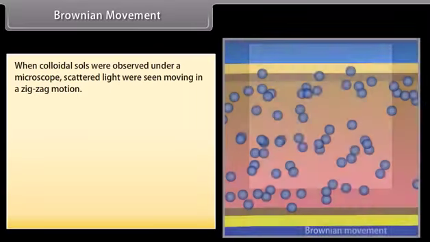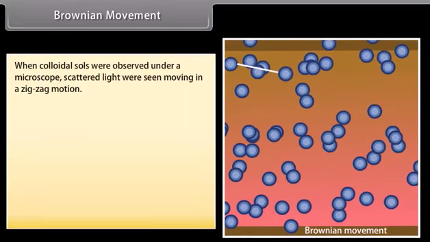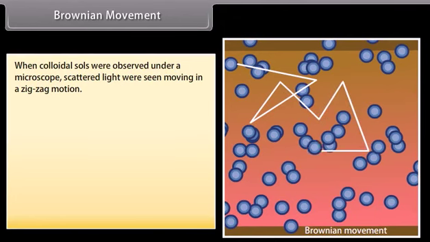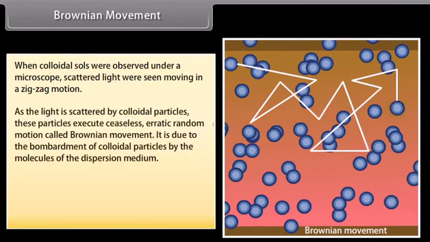Brownian Movement. When colloidal sols were observed under a microscope, scattered light was seen moving in a zigzag motion. As the light is scattered by colloidal particles, these particles execute ceaseless, erratic random motion called Brownian movement.